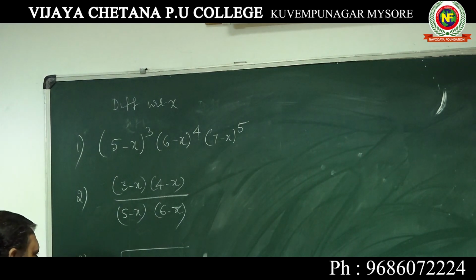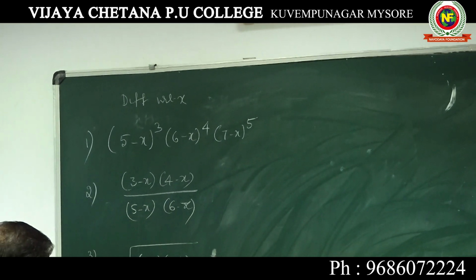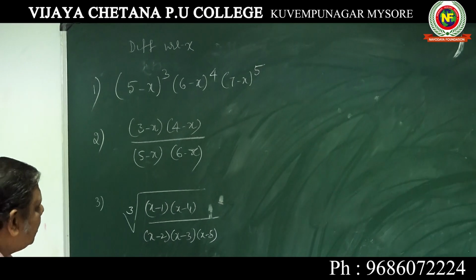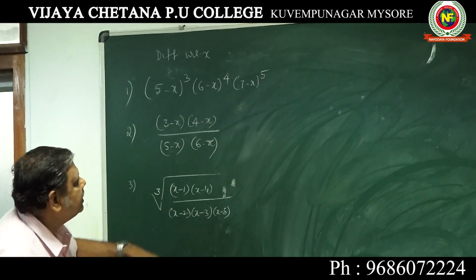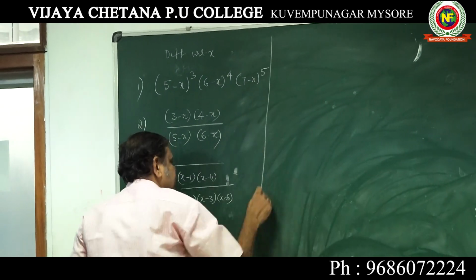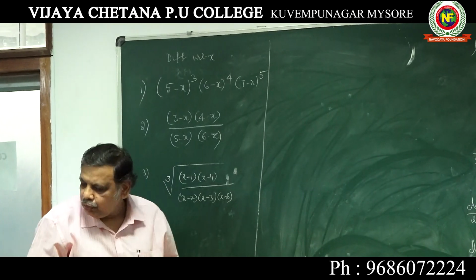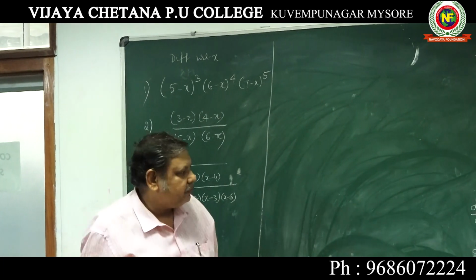Try this: y is equal to (x minus 1)(x minus 4) by so much, to the power of 1 by 3. Then take logarithms, 1 by 3 log of this, and you try these sums. And now let us move on to parametric functions.